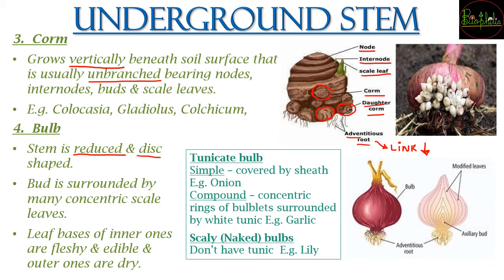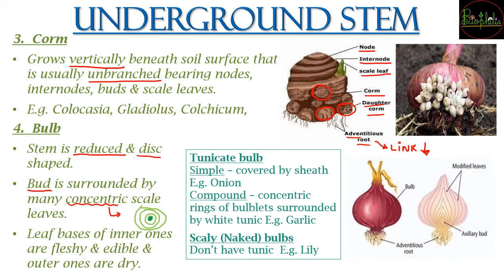So the bulb is going to have a bud, and the bud is going to be surrounded by many concentric scale leaves. Concentric का meaning क्या होता है? That there are going to be small circles which are going to have different radii but a common center. So common center होगा and there will be various radii present, that is concentric.